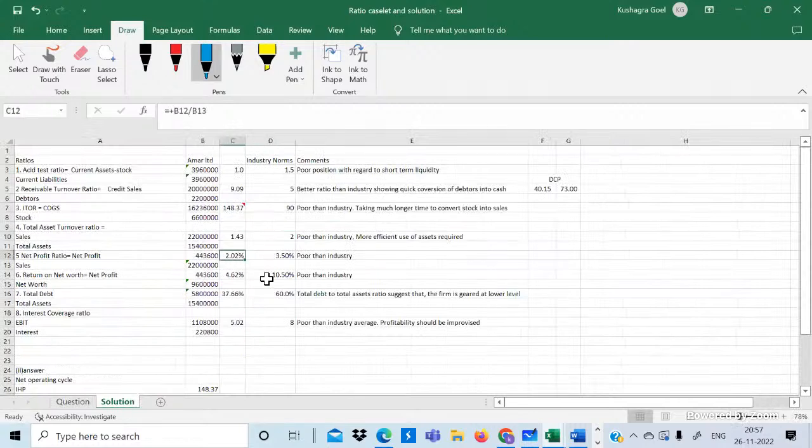See if you're getting something close to like 2%. Again, this will be in percent. So it will be net profit upon sales into 100. It's a percentage. So net profit ratio will be in percentage terms. 2.06. Are you getting 2.06? Net profit is what? 4,43,600, and then this is 2.2 crore.